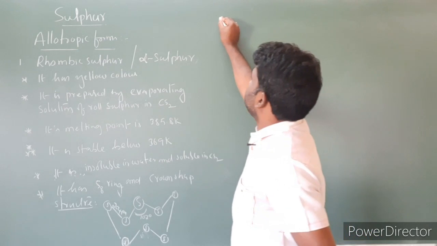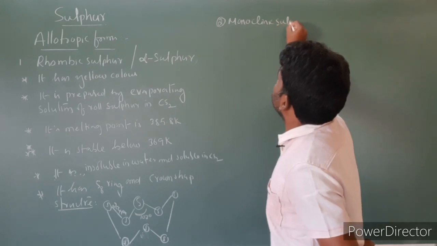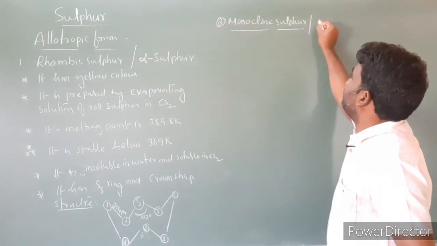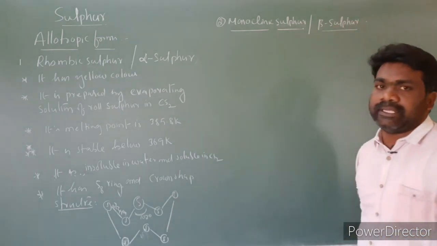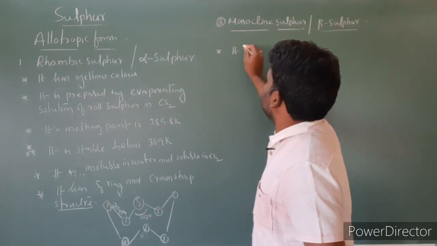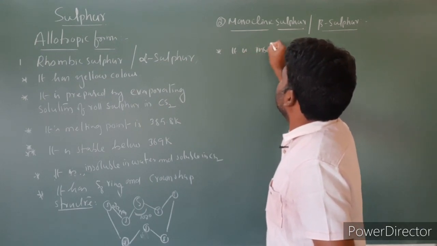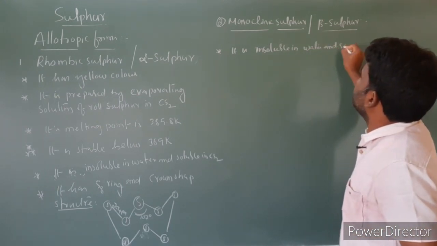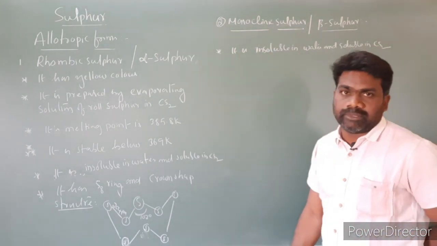And the second one is monoclinic sulfur. Monoclinic sulfur is also called beta sulfur. In that, the first point: it is insoluble in water and soluble in CS2.